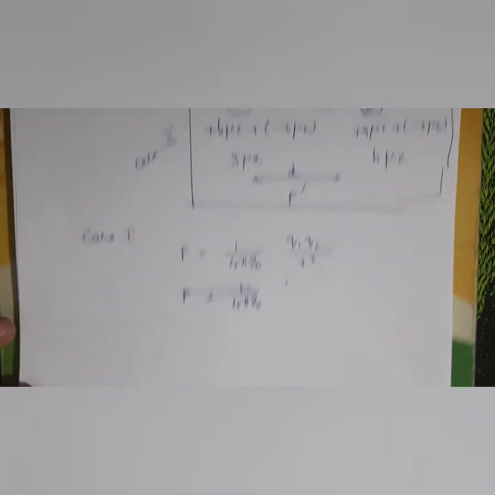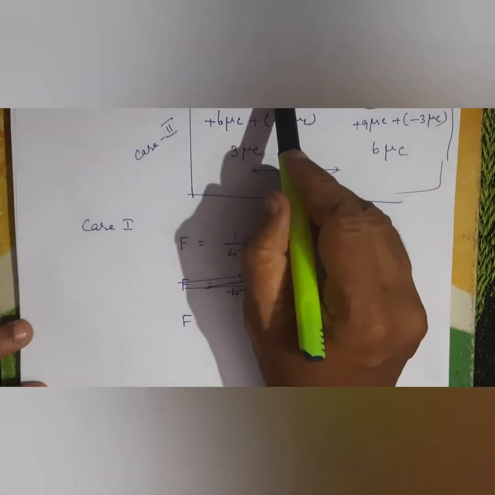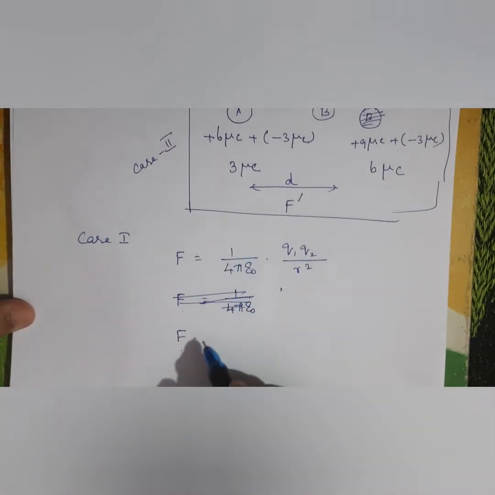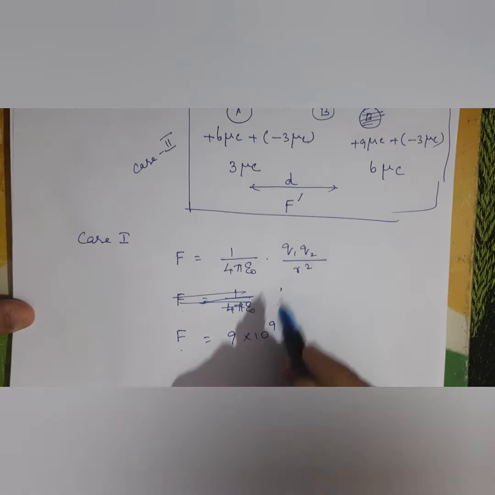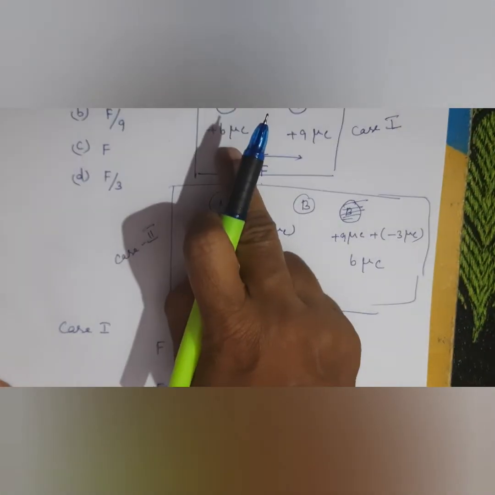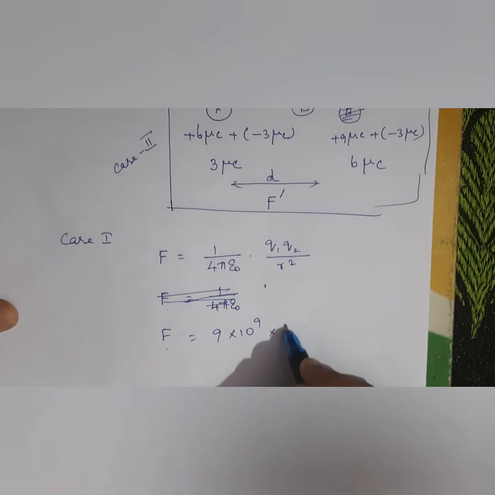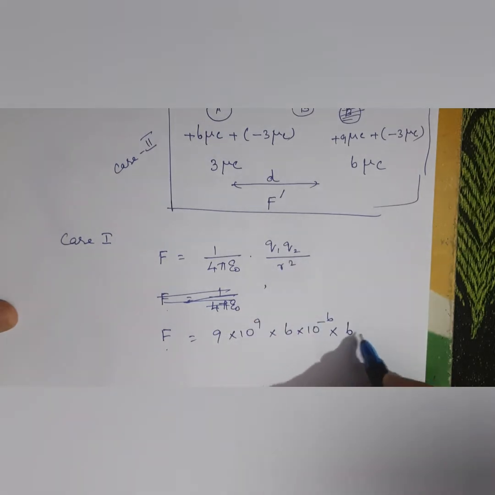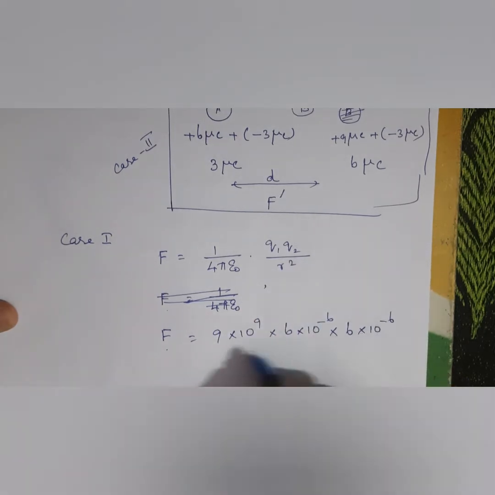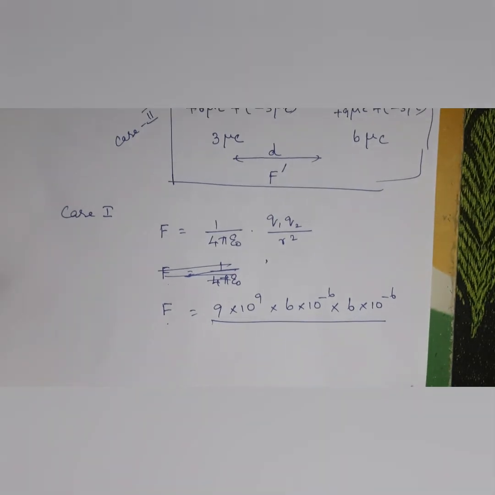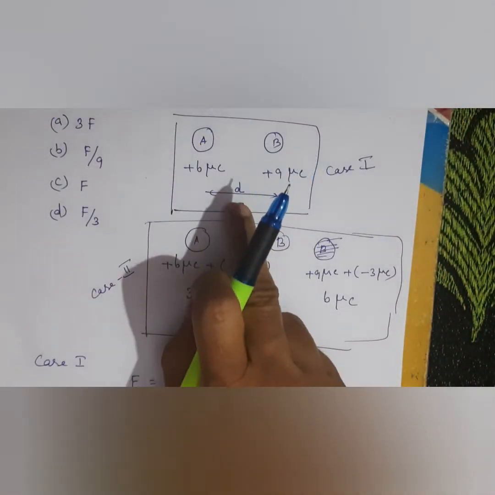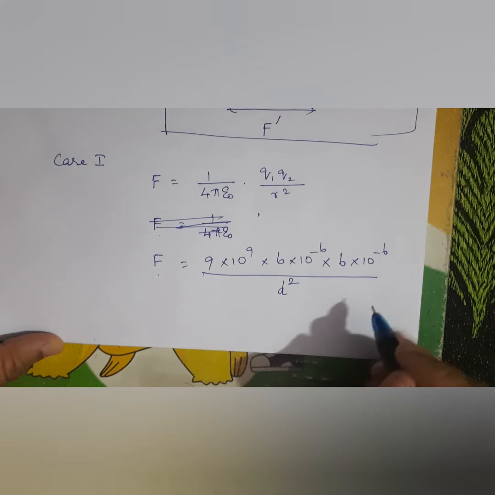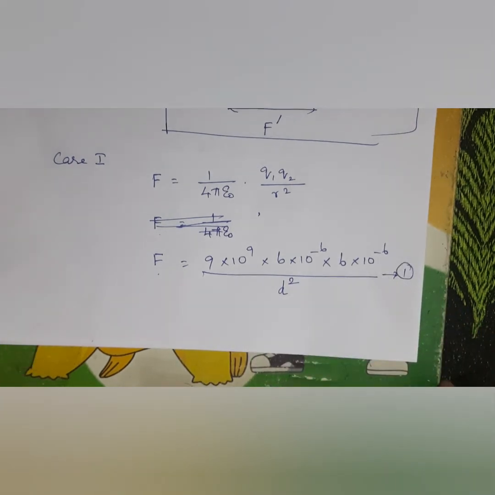So now you substitute that. Directly you substitute that. So first case is F. F is replaced by F. 1 by 4 pi epsilon naught value is 9 into 10 to the power of 9. Q1 value in the case of the first one is 6 microcoulomb, 6 into 10 to the power of minus 6. Q2 value 6 microcoulomb, 6 into 10 to the power of minus 6, whole divided by R value. The distance between the two spheres is small d. So R is replaced by d, that is d squared. So put equation number 1.